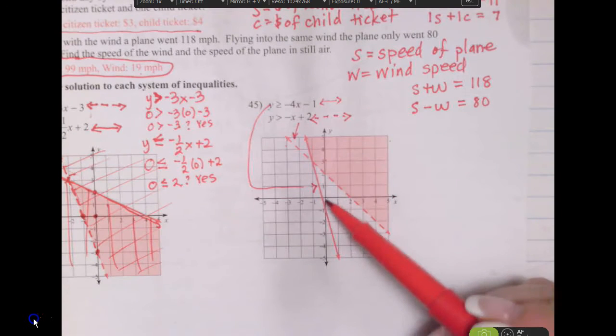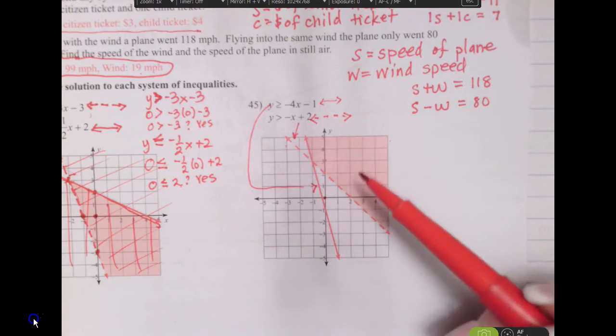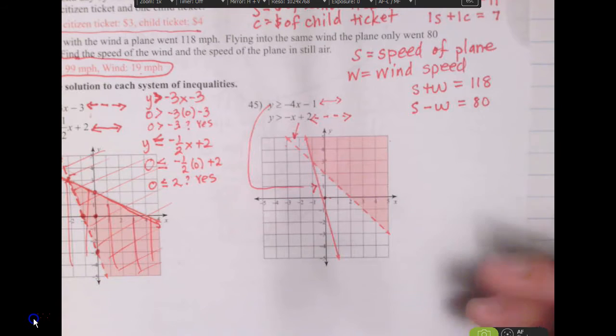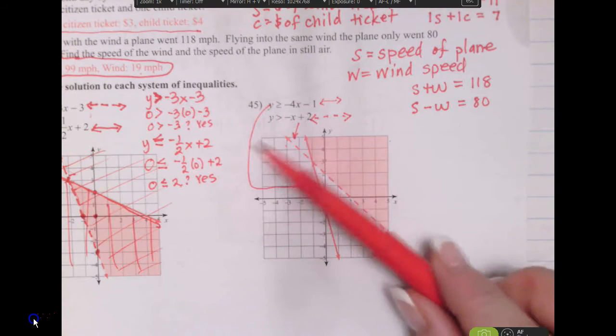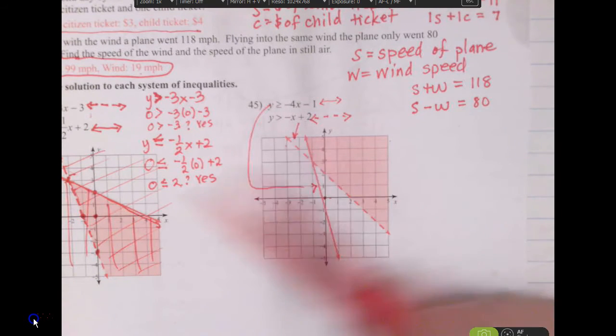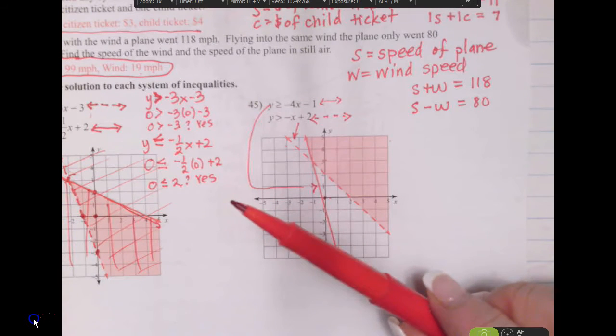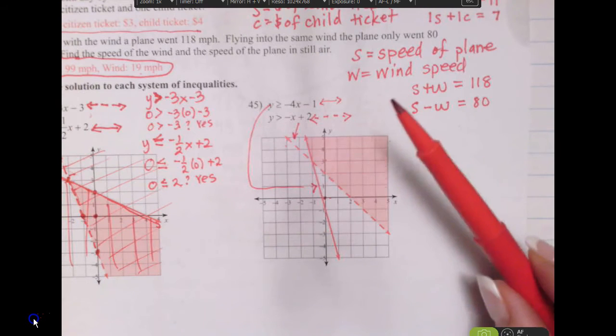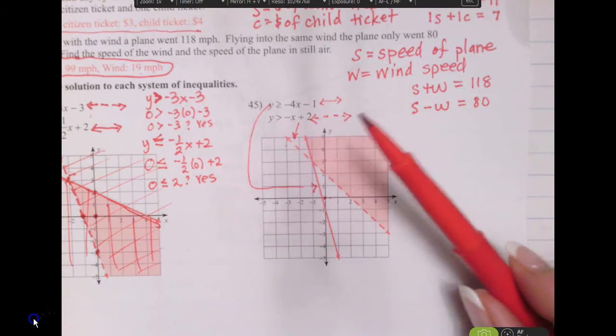And then it looks like everywhere we plugged in a test point of 0, 0, it didn't work out, it was false. So we never ended up shading over here where 0, 0 is located. So remember, when you plug in 0, 0 and it's false, you shade the other side of the line. So that's what happened here.